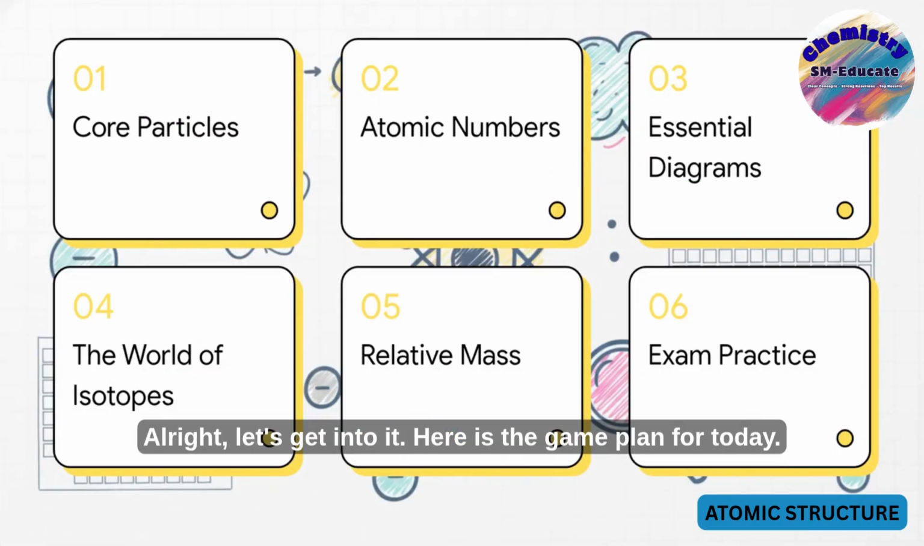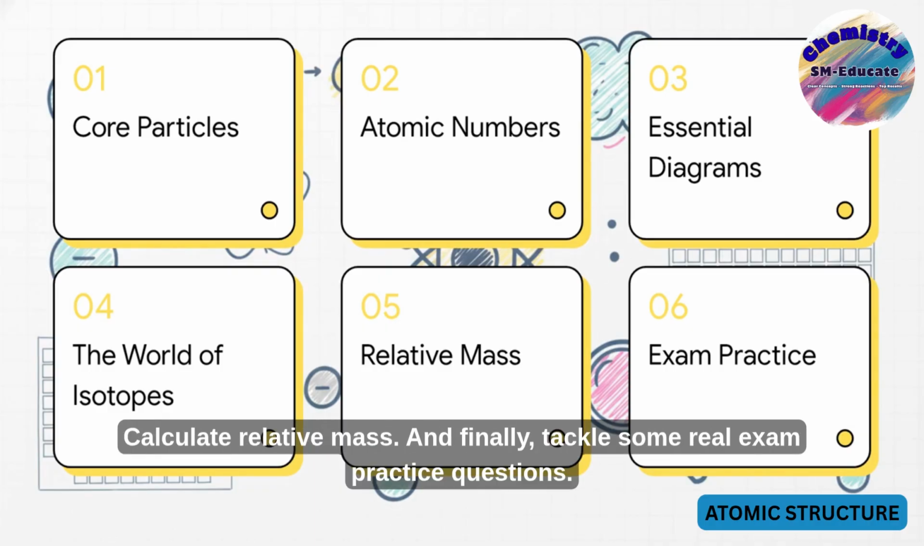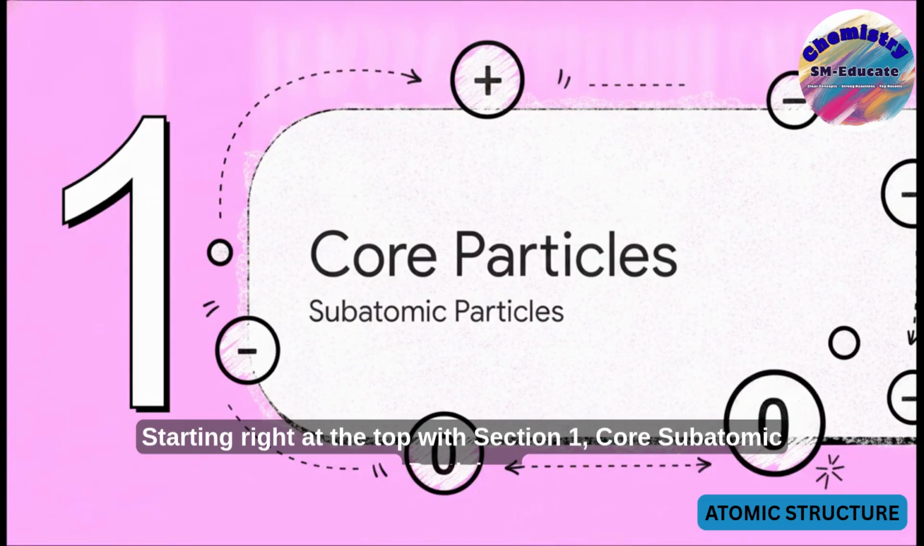Here is the game plan for today. First, we'll hit the core particles, then decode atomic numbers, master those essential diagrams, explore the world of isotopes, calculate relative mass, and finally, tackle some real exam practice questions. Starting right at the top with Section 1, Core Subatomic Particles.